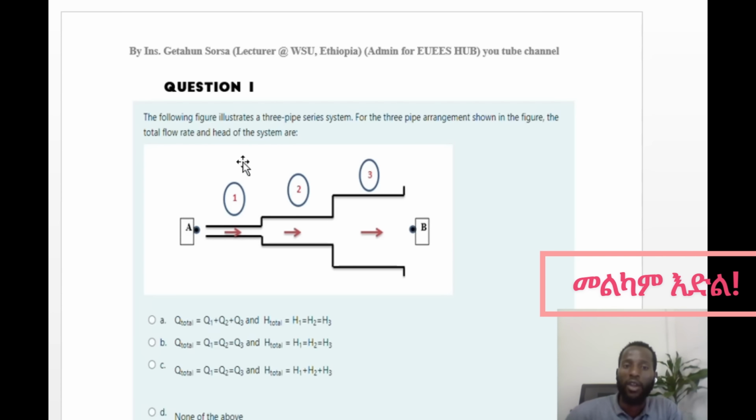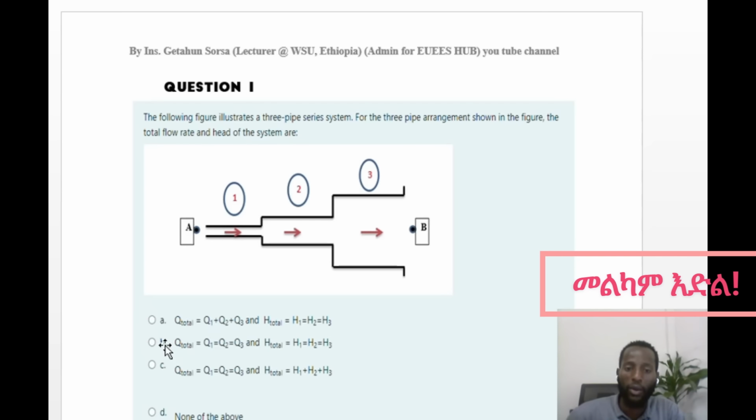First question: the following figure illustrates three pipes in series. For the three pipes arranged as shown in the figure, the total flow rate and the head of the system are: A, Q total, which is Q1 plus Q2 plus Q3, and H total, which is H1 equal with H2, which is H3.